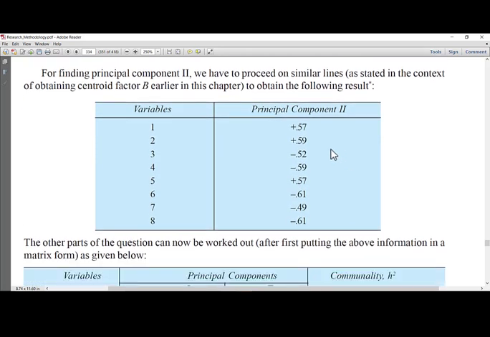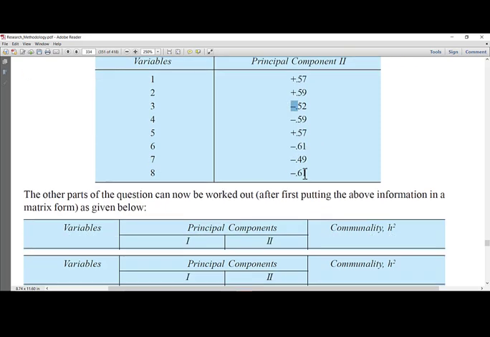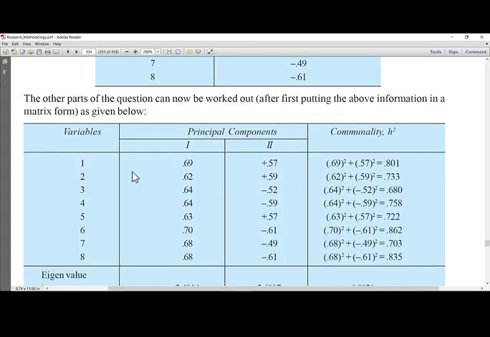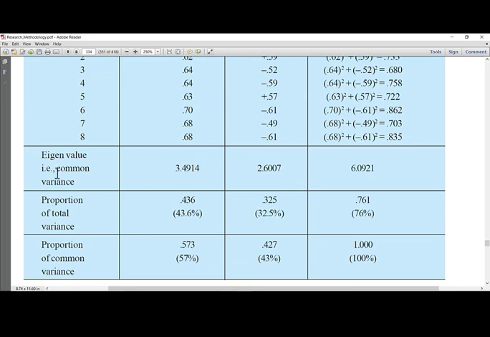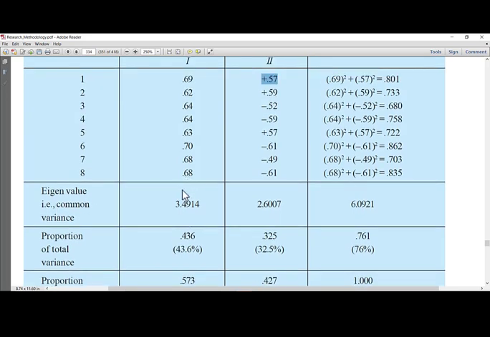And here the author has given the principal component 2 values like this. The minus signs are assigned accordingly, keeping in view that reflected matrix. And here now we have these variables, principal components, and communality h square. Communality h square is calculated just like in the centroid method. It is 0.69 square plus 0.57 square, that is 0.801, and like that you can see the other values. And then the eigenvalue, that is the common variance. That is how this is obtained.